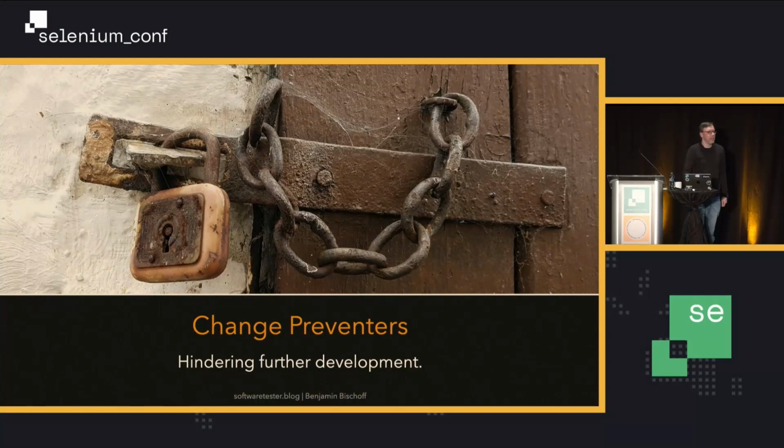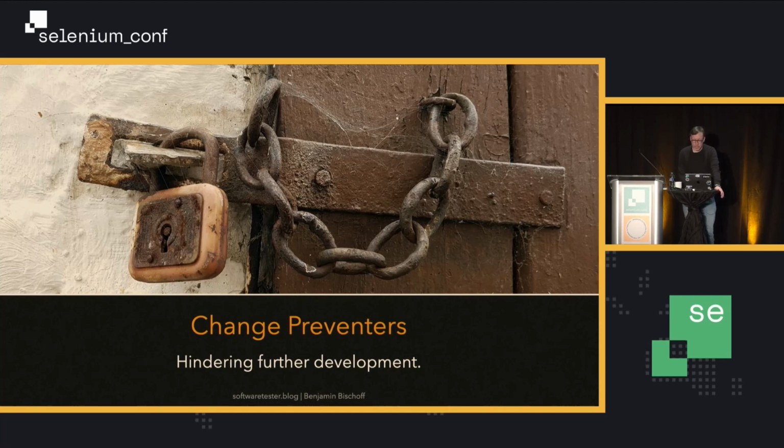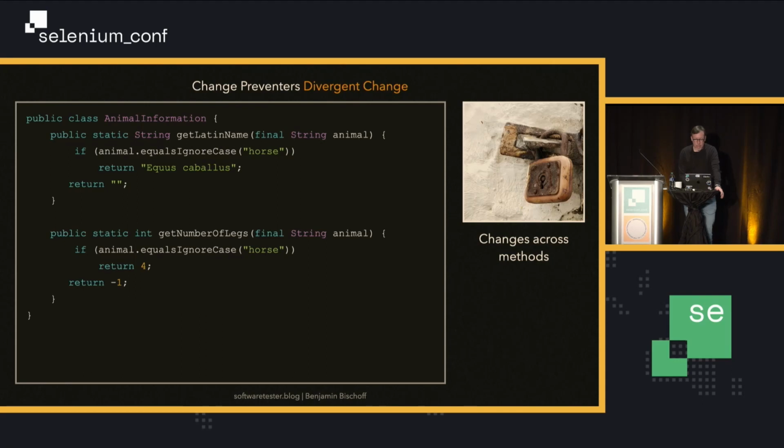Next category, we're right in the middle category. Change preventers. That is something that hinders further development. First one is called divergent change. And divergent change is a change that has to be made across methods.